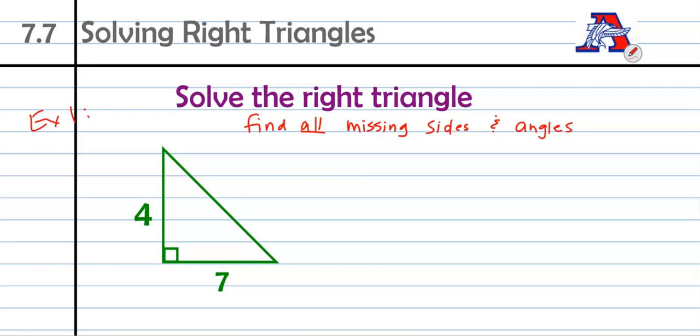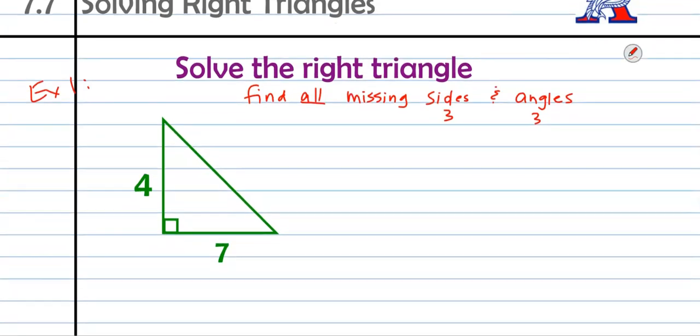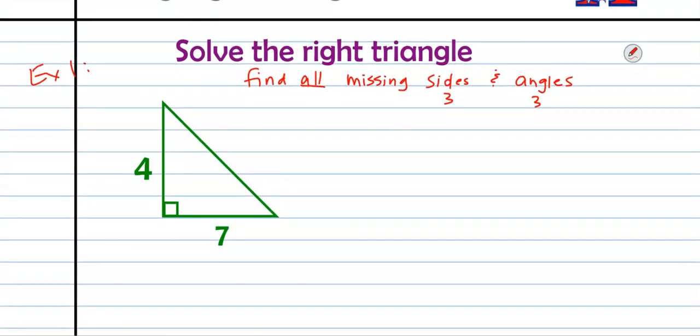And in a right triangle, or in any triangle, there are 3 sides and there are 3 angles. So we really need to come up with 6 things. Right now in this example that's given to us, we only have 3 of those 6 things. We have our 90-degree angle, and then we have 2 of our sides. Our task is to find everything else.